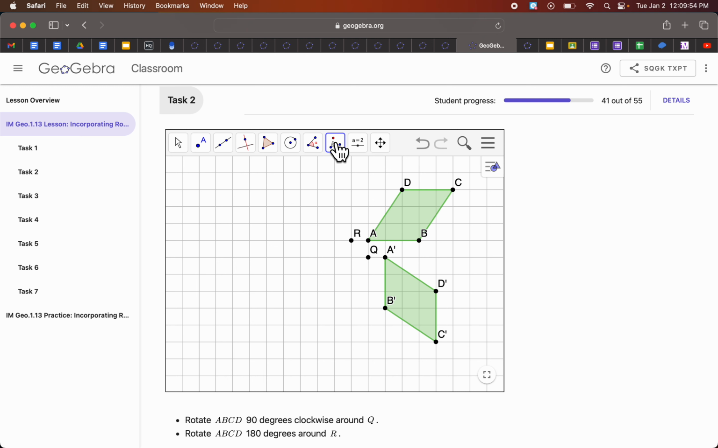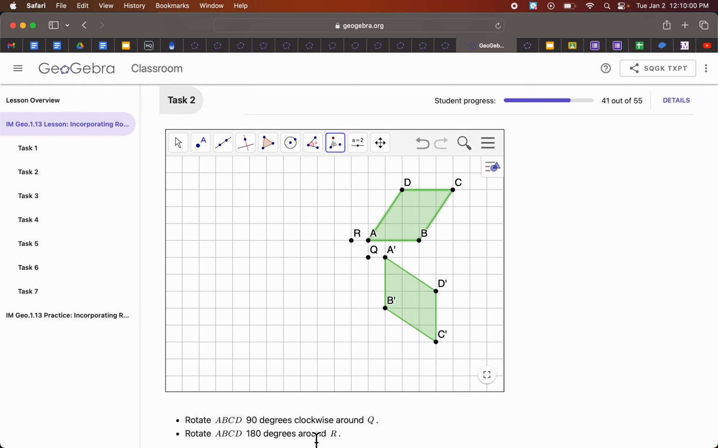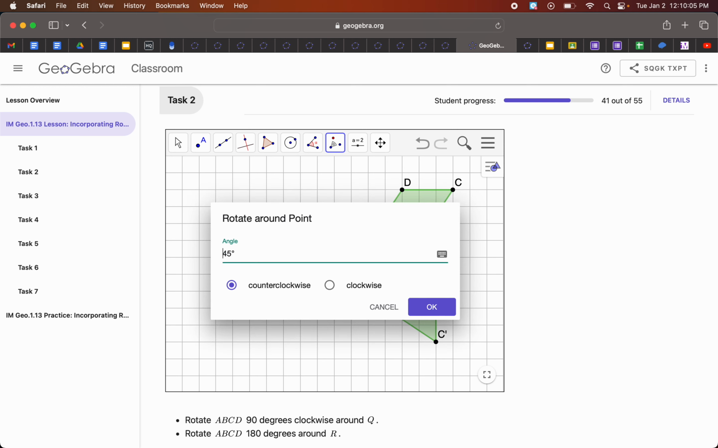Okay, so again, we're going back to our rotate around point tool. We select the object. It says around R, so we select R as our center. And we need to change this 45 to 180. Now, it didn't tell us clockwise or counterclockwise. Why is that? Well, if you think about it, a whole circle is 360 degrees. Half a circle is 180. So to get from here around half a circle to the other side, that's 180.